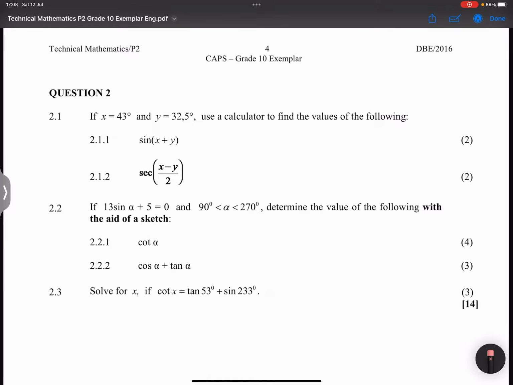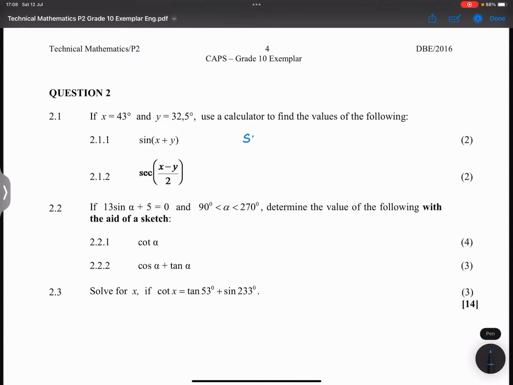Let's dive right into the question. They say to us, if x is equal to 43 and y is equal to 32.5, use the calculator to determine the value of the following. So we're going to use our calculator here. We've got sine of x plus y.